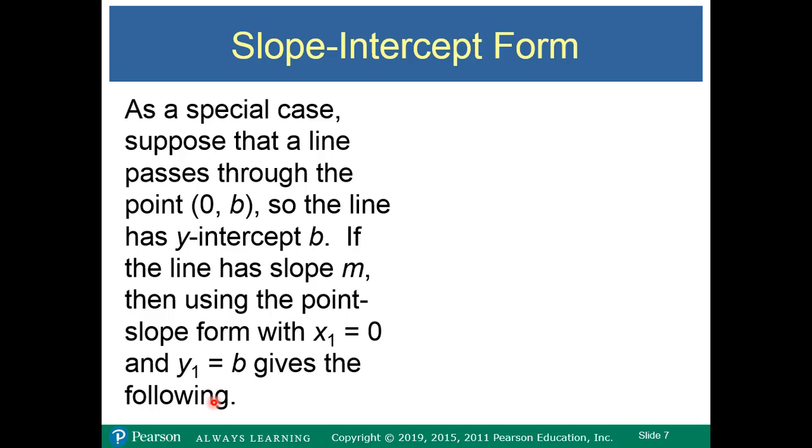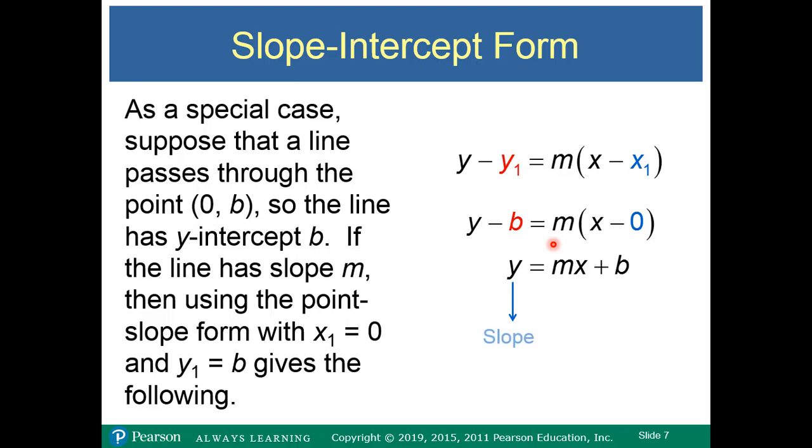Okay, now, as a special case, suppose that a line passes through the point (0, b), so that the line has a y-intercept of b. If the line has a slope m, then using the point-slope form with x equal to 0 and y equal to b gives us the following. So look at that.